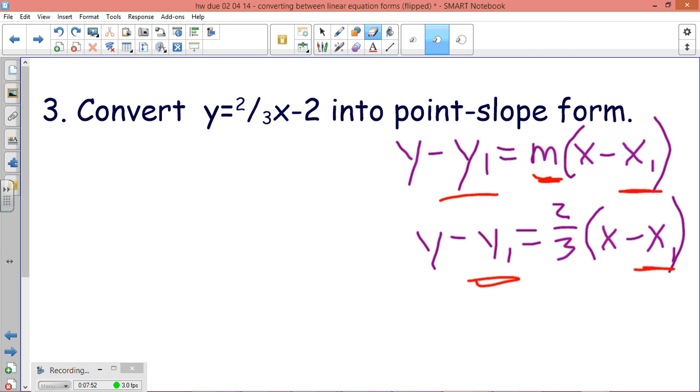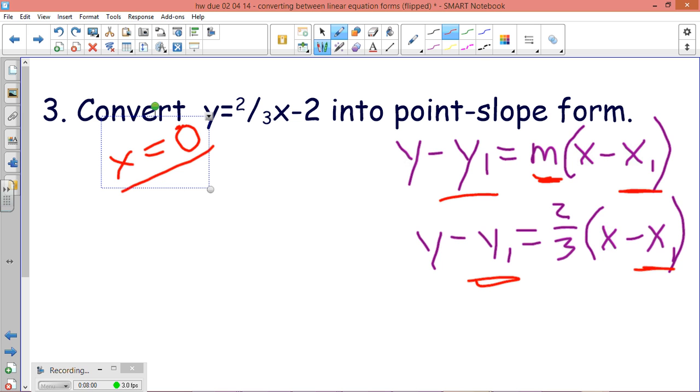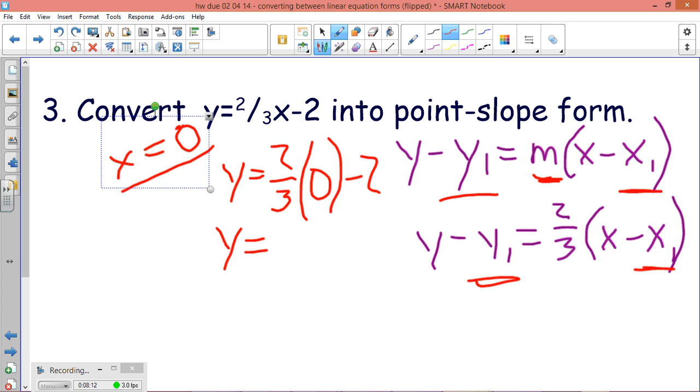A lot of times when I get to pick a point at random like this, I will pick 1. But for this one, x equals 0 is even going to be easier. Let's see why I am doing that. Well, at the point that x equals 0, y is equal to 2/3 times 0 minus 2. So y equals 0 minus 2, so y equals -2.